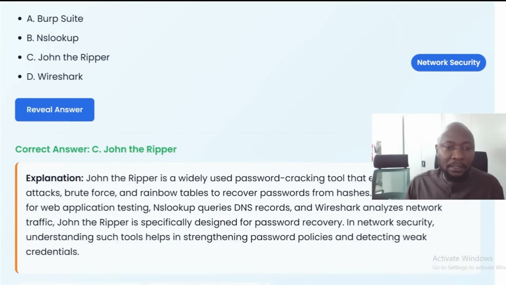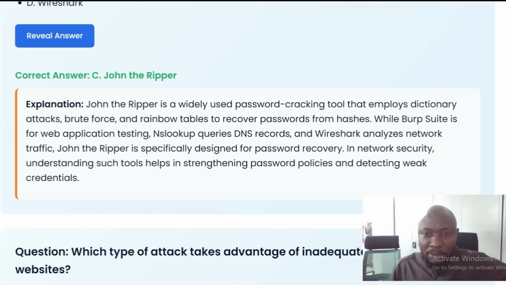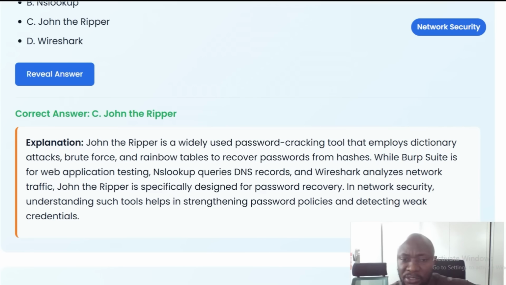John the Ripper is a widely used password cracking tool that employs dictionary attacks, brute force, and rainbow tables to recover passwords from hashes. While Burp Suite is for web application testing, I mentioned web application testing. NS Lookup queries DNS records for DNS services. Wireshark analyzes network traffic. John the Ripper is specifically designed for password recovery in network security. Understanding such tools helps in strengthening password policies and detecting weak credentials.